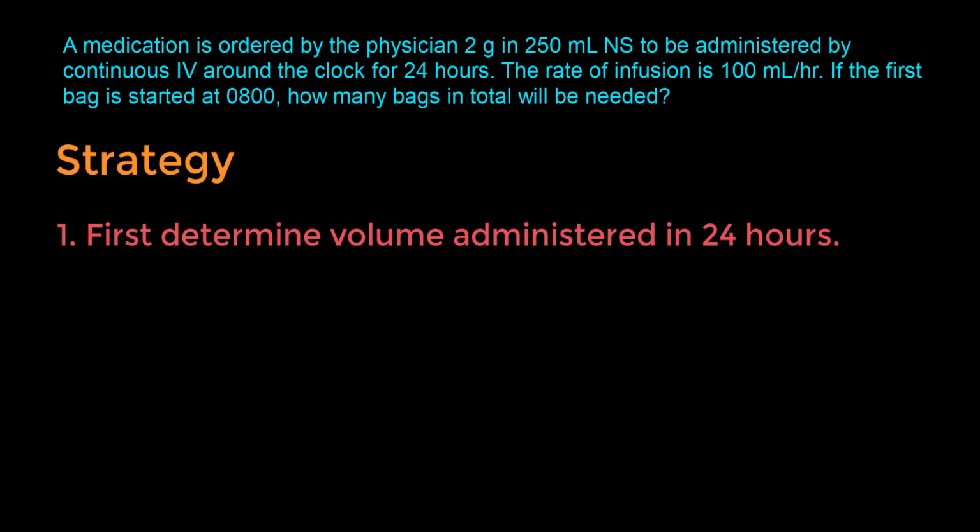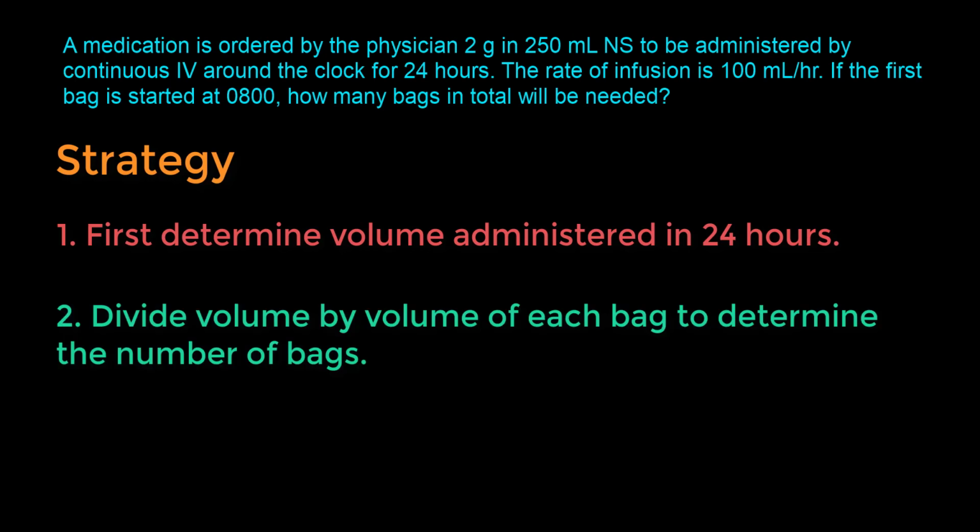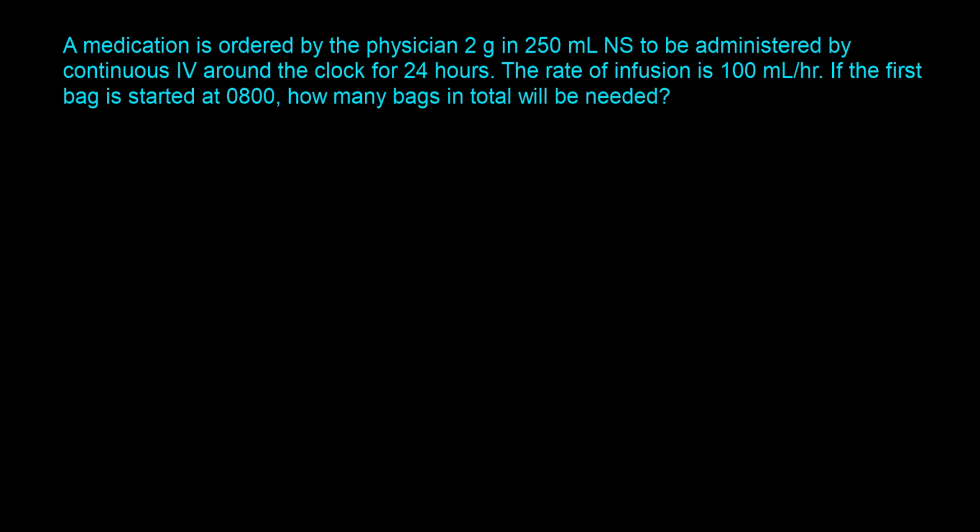And so the strategy here would be to first determine the volume administered in 24 hours. And the way you do that is to use the rate of infusion, which is 100 milliliters per hour, multiply that by the total time, which is 24 hours, and that will give the volume administered. Once we found this volume, we will divide that by the volume of each bag to give the number of bags. So let's see how that looks.